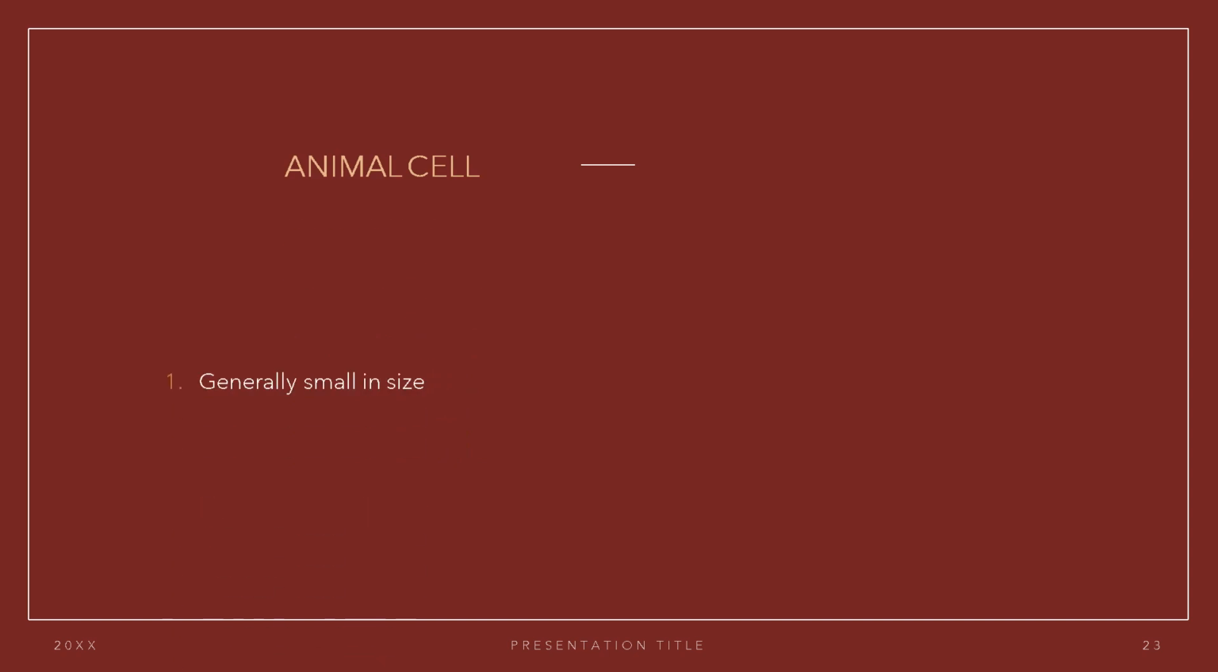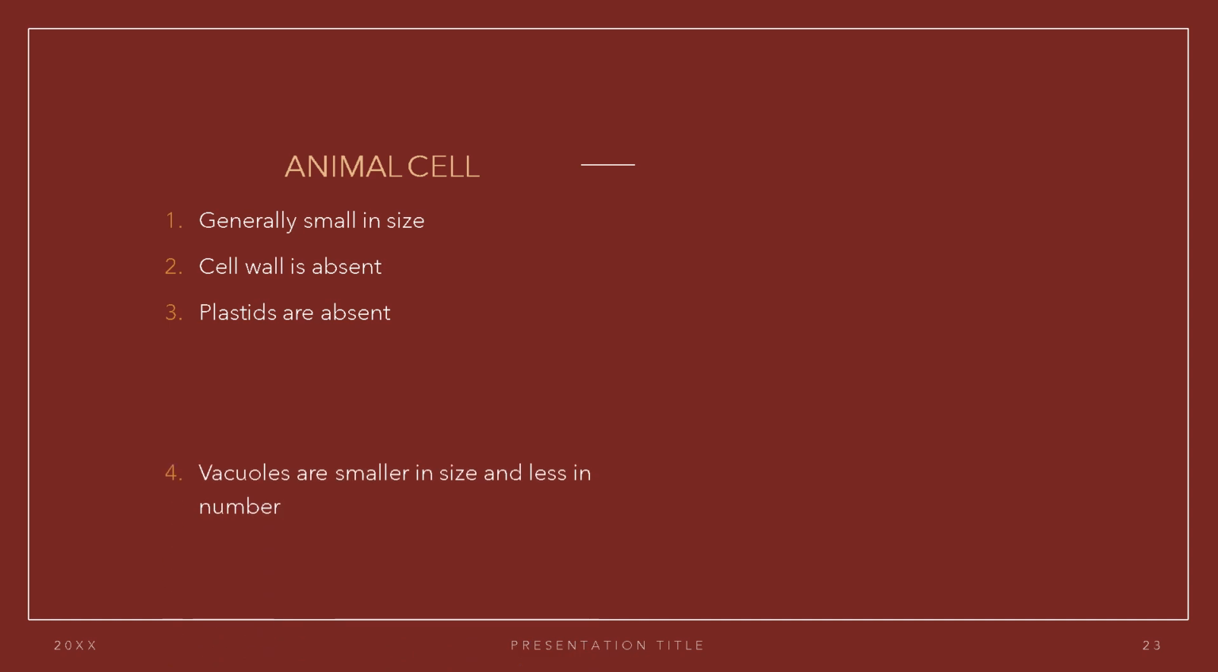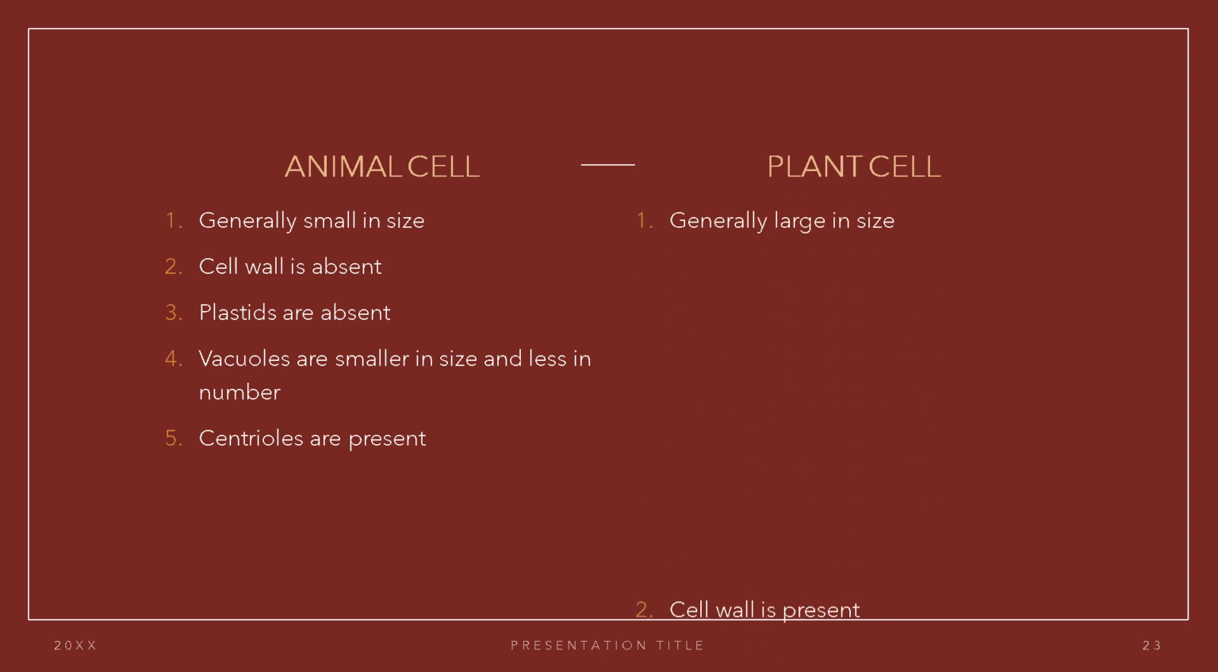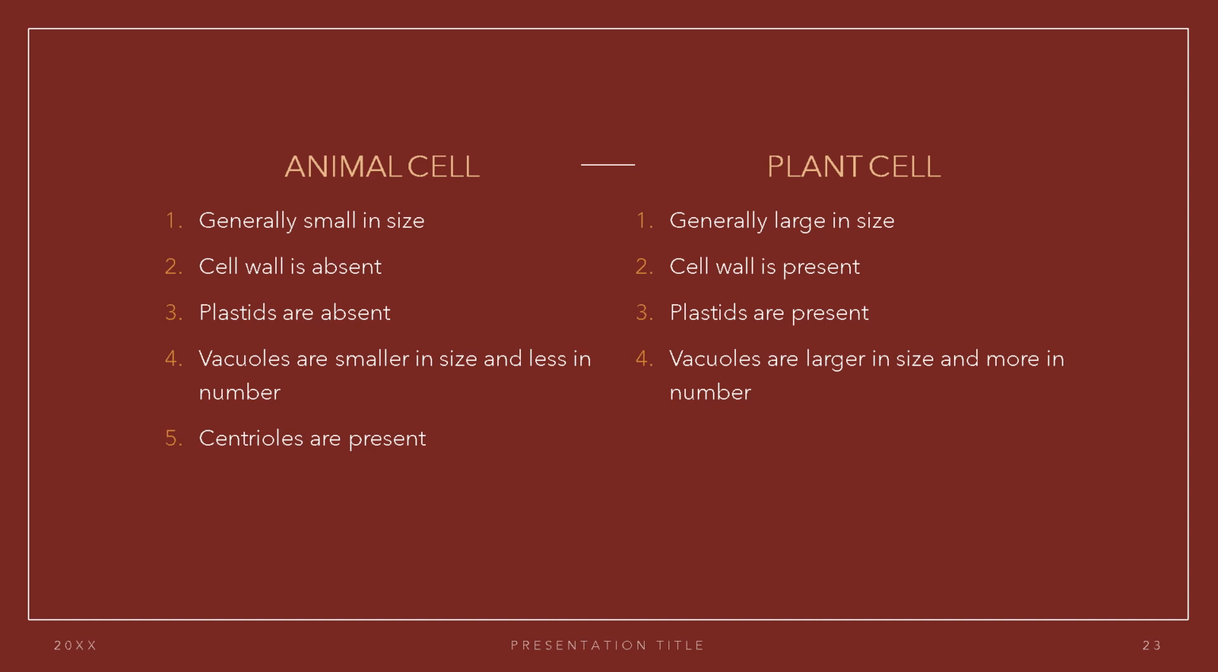Animal cell. Generally small in size, cell wall is absent. Plastids are absent. Vacuoles are smaller in size and less in number. Centrioles are present. Plant cell. Generally large in size. Cell wall is present. Plastids are present. Vacuoles are larger in size and more in number. Centrioles are absent.